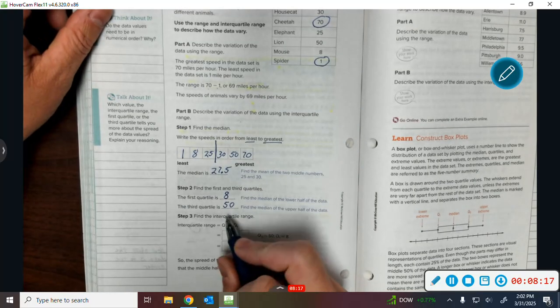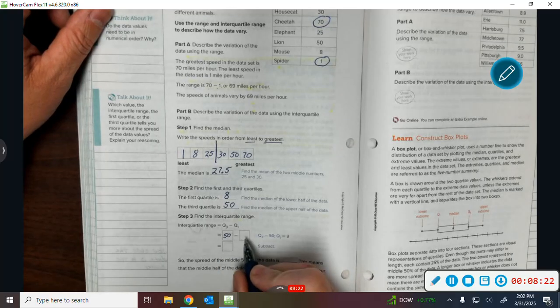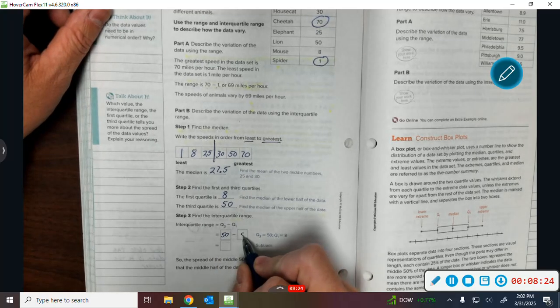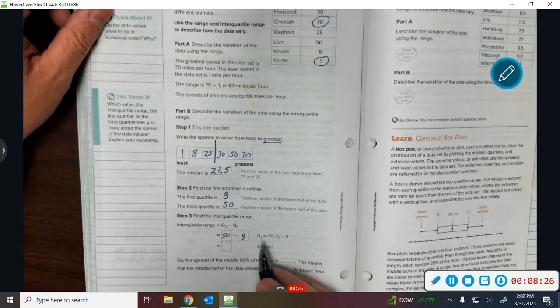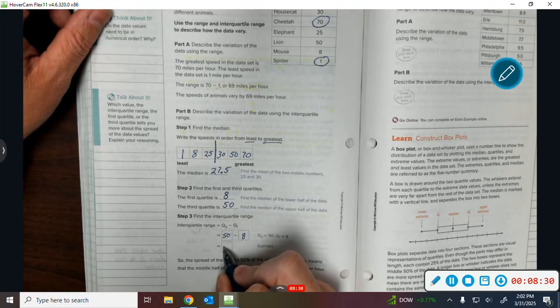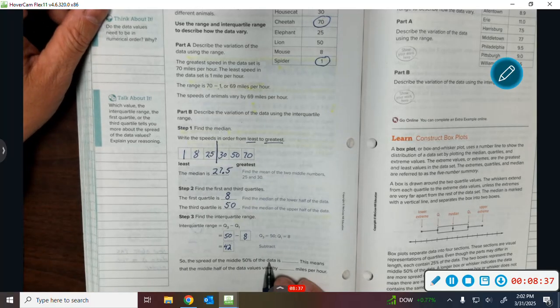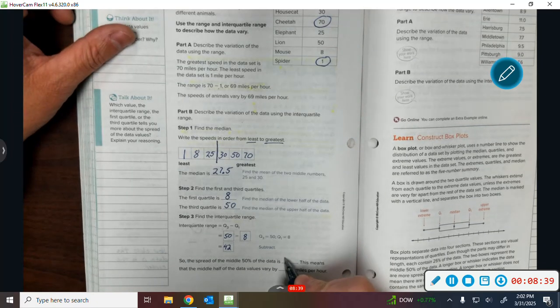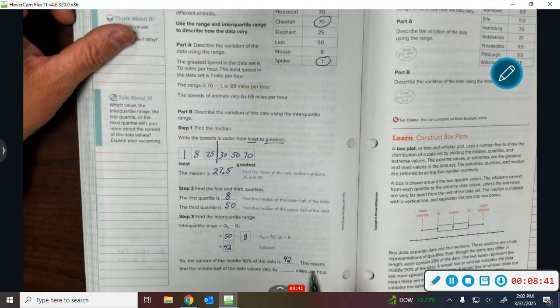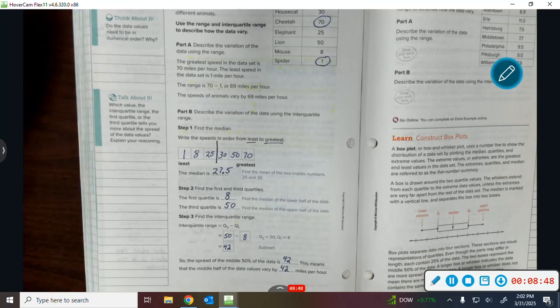So we're going to do Q3, which is 50, minus Q1, which is 8. Subtract those, and we get 42. So the spread of the middle 50% of the data is 42. That's a higher number, so this means that the middle half of the data values vary by 42 miles per hour, and there is a large spread of the data.